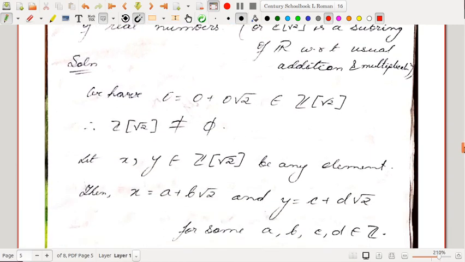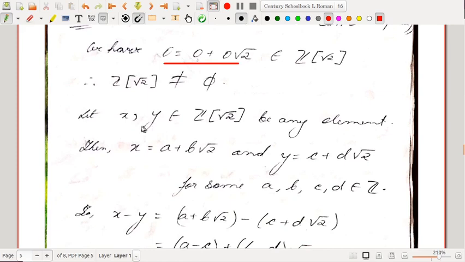Okay. So first of all, we show that the 0 element is in Z root 2. So 0 can be written as 0 plus 0 root 2. So it's there in Z root 2. So Z root 2 is not an empty set. Okay, it's non-empty. Next, I start with any two elements inside Z root 2.